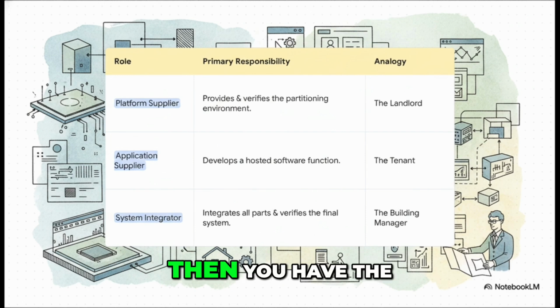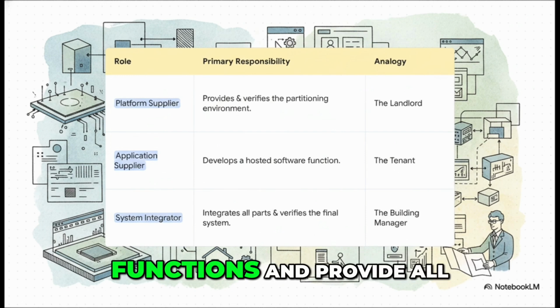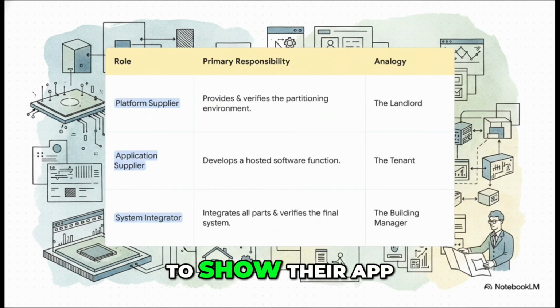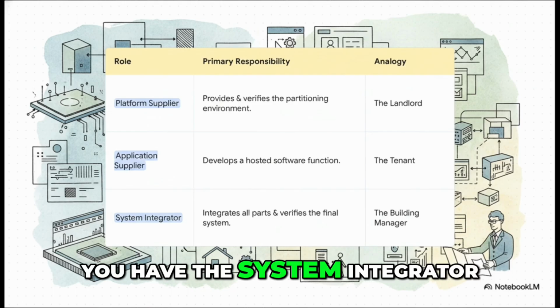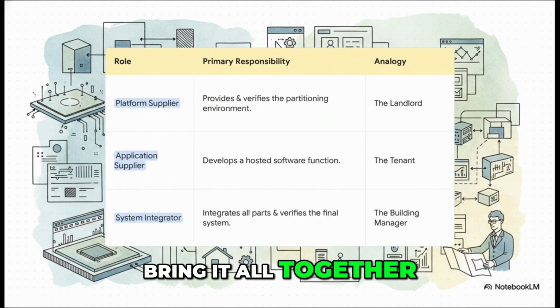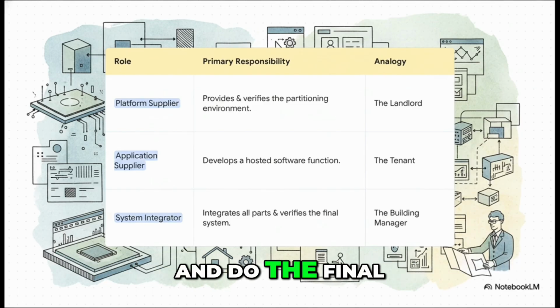Then you have the application suppliers. They're the tenants. They build their specific functions and provide all the evidence, like their DO-178C artifacts, to show their app is safe. Finally, you have the system integrator. They're the building manager. Their job is to bring it all together, manage how resources are allocated, and do the final verification on the entire integrated system.